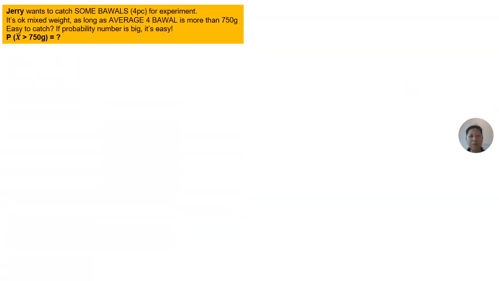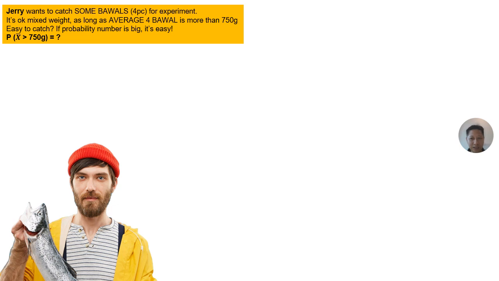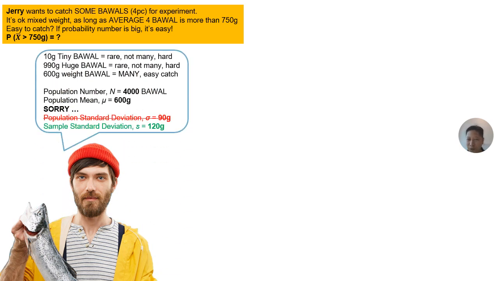Then suddenly there's a bad news. The owner suddenly says, oh, I'm sorry, I actually don't have the population standard deviation number here. But if you want to find the sample standard deviation, you just take those 4 fishes' weight and use the standard deviation formula and find it. Assume that we already did the calculation. Our number is 120 grams.